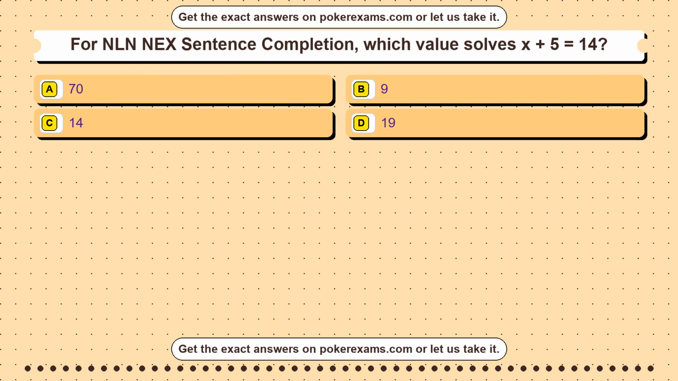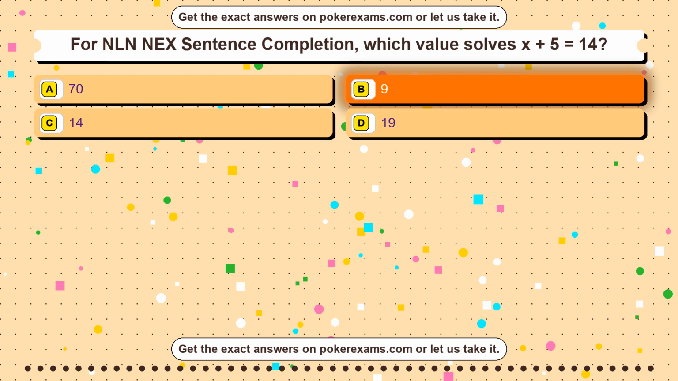Question 12. For get science review, which document begins with "We the People"? Option A, Federalist Paper number 10. Option B, U.S. Constitution. Option C, Declaration of Independence. Option D, Bill of Rights only. The correct answer is option B.